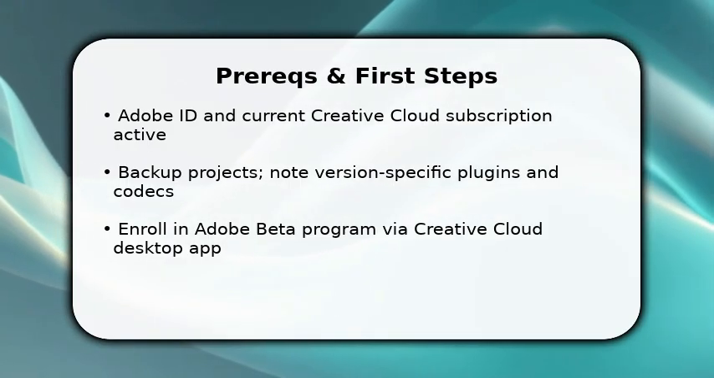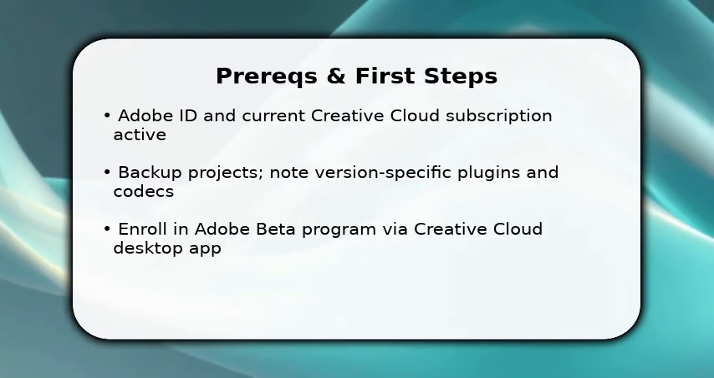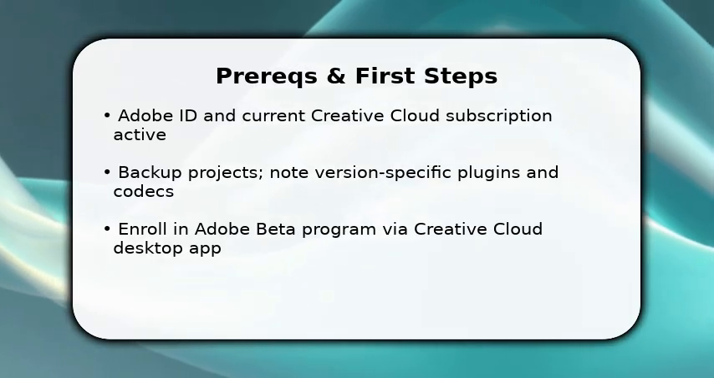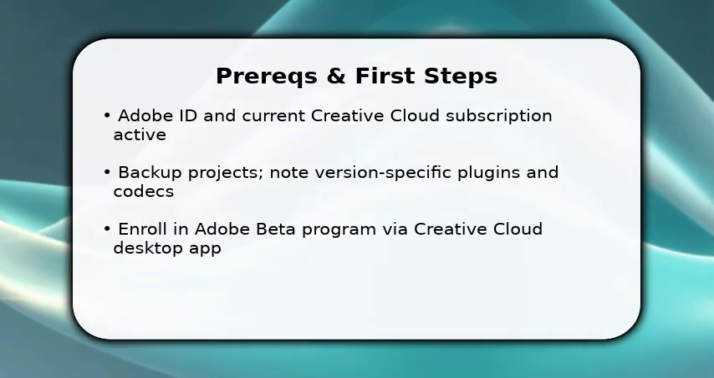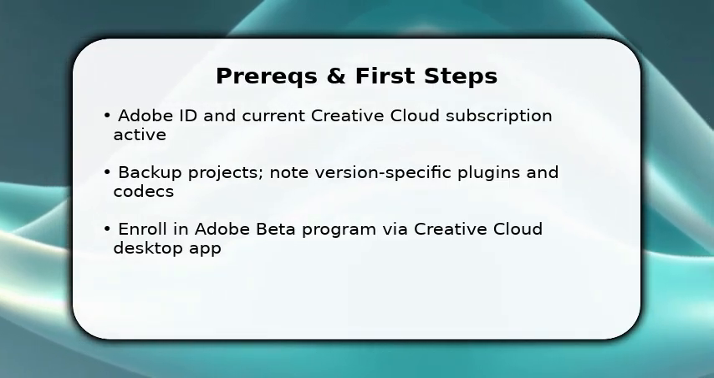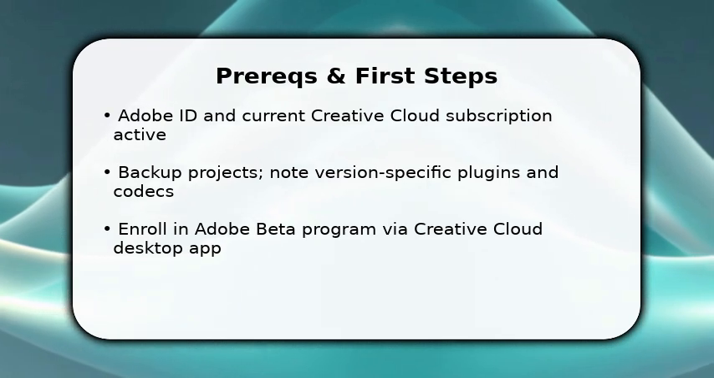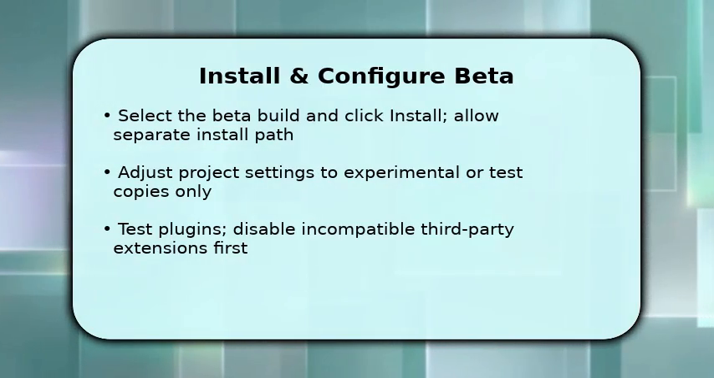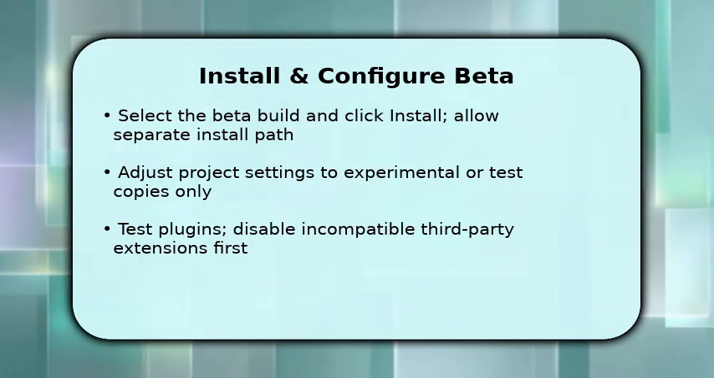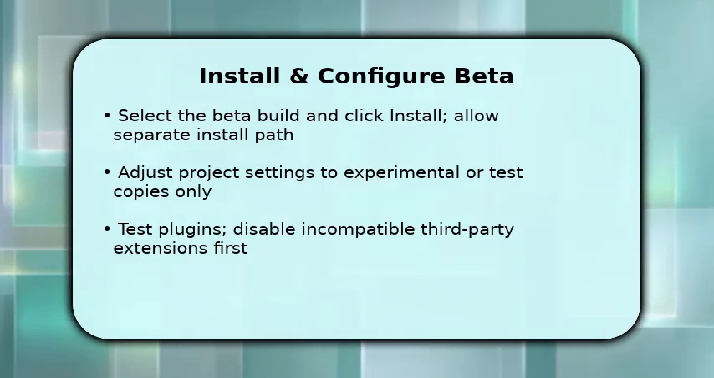Once you see Premiere Pro beta listed, choose Install. The app keeps it separate from your stable release, so you can test without overriding your main workflow. After clicking Install, make sure you allow the beta to install alongside your release build rather than replacing it, because you'll want a fallback. Next, open Premiere Pro beta and create a new test project.